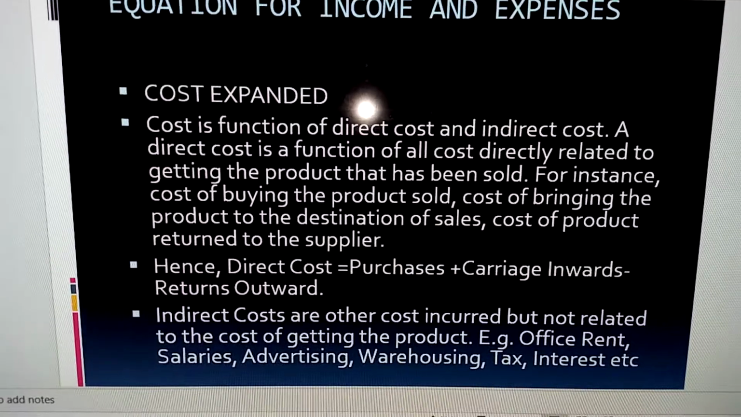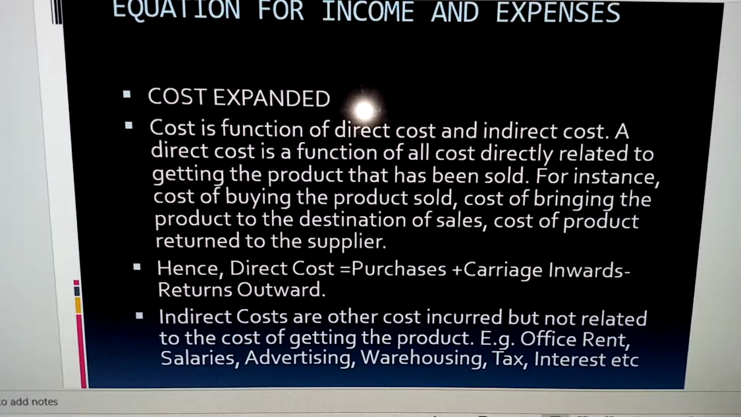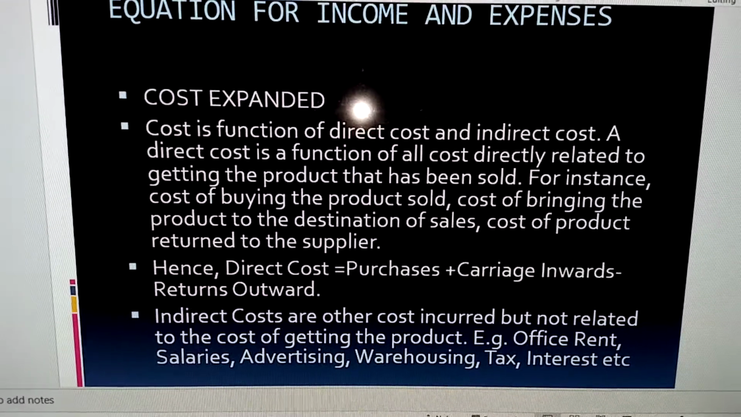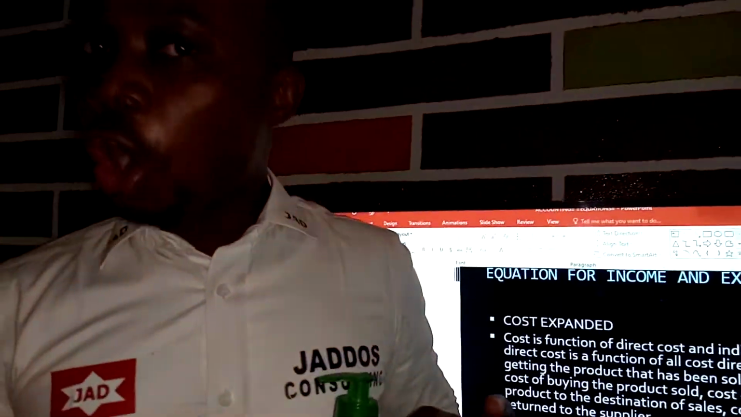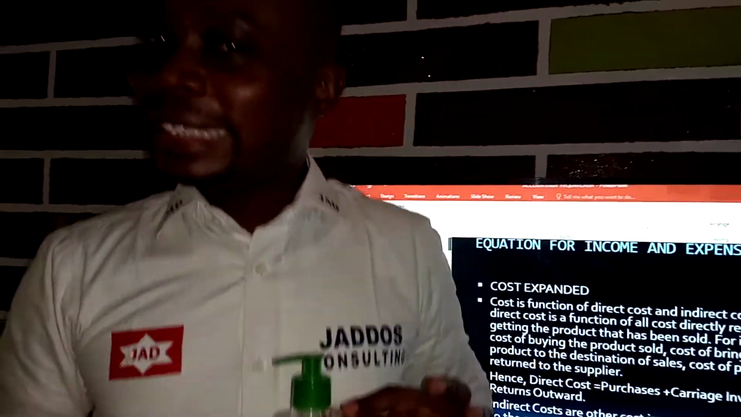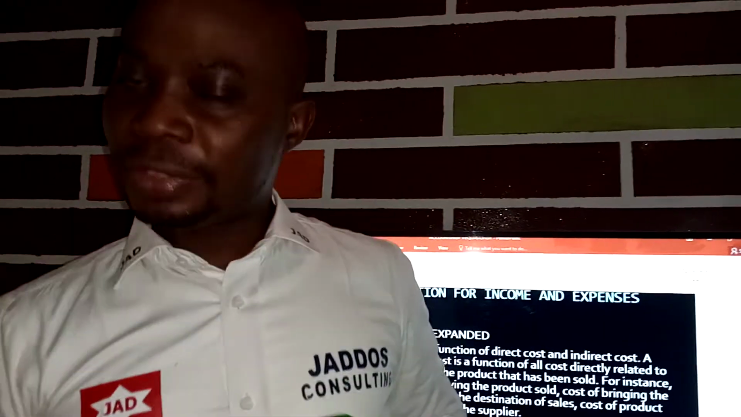Now, what are indirect costs? Indirect costs are costs incurred but not related to the cost of getting the product. We are still on the sanitizer. We have established the direct costs involved in getting this thing down here to be the cost of purchasing it, the cost of bringing it here, which is carriage inwards, and possible returns back to where we bought them from. These are related to bringing this thing here.